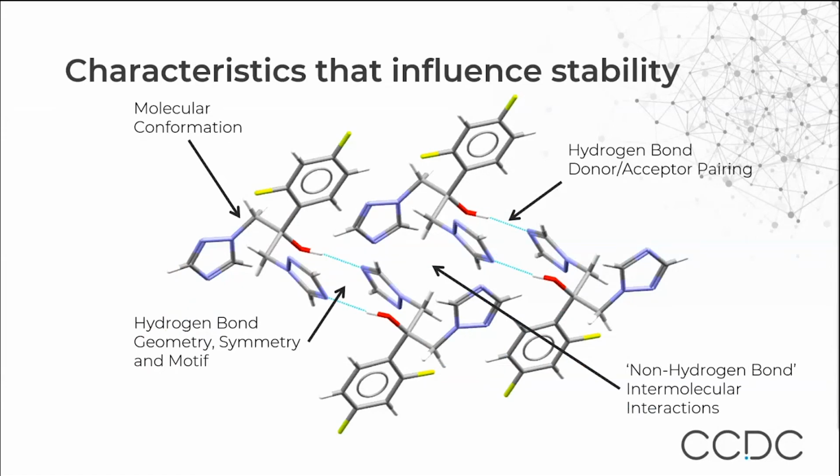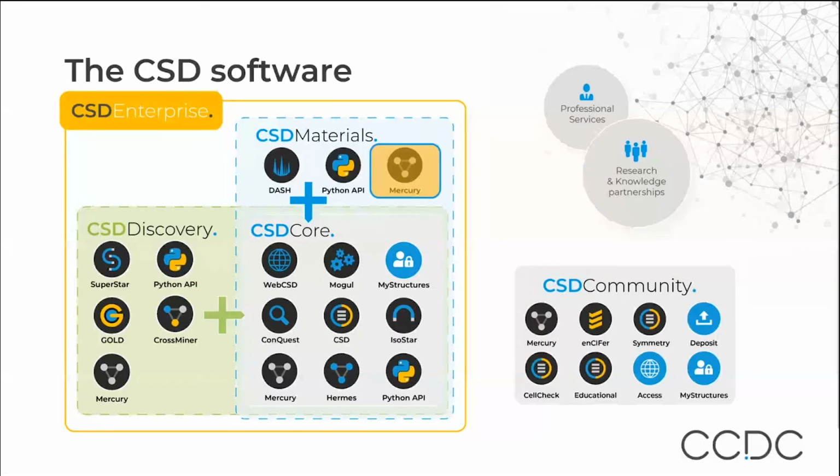And if we think about the different characteristics that influence the stability of a solid form, then we can see things like molecular conformation have an impact. We can see that hydrogen bond interactions, intermolecular interactions, and symmetry all have an impact on the stability of our crystal form. So our CSD portfolio helps you search, visualize, analyze, and generate new insights from the CSD.